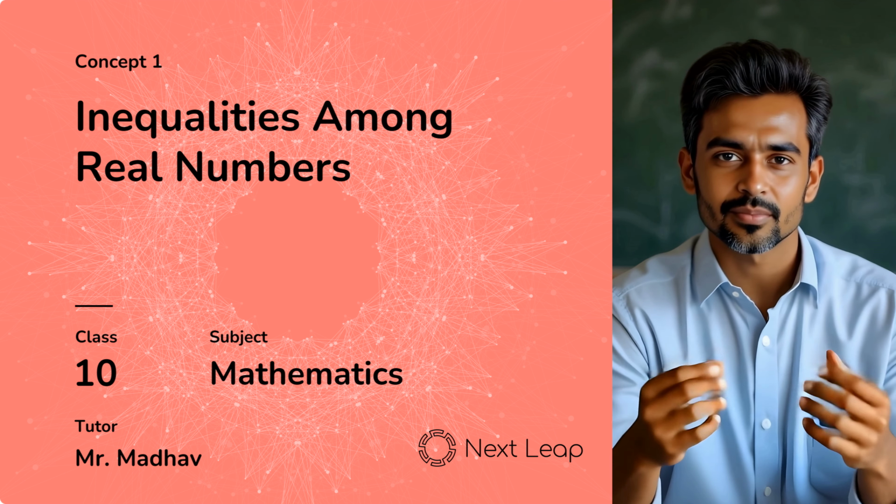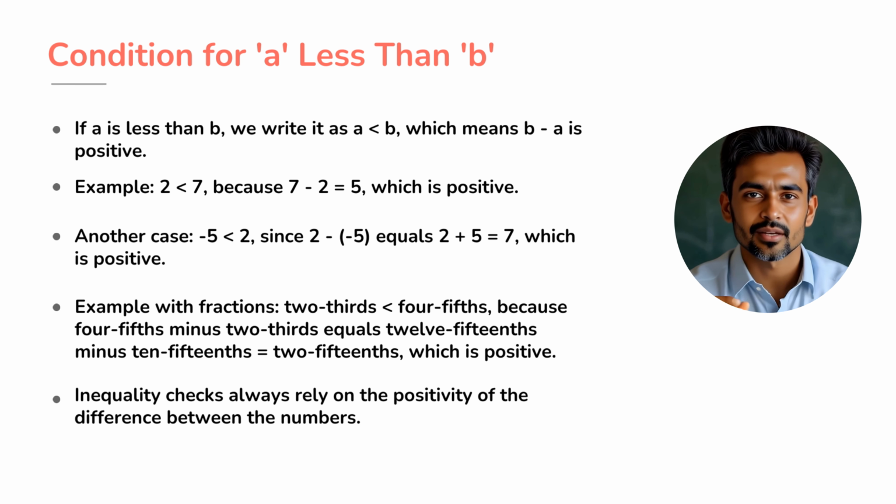Let's begin. When we say A is less than B, we write it as A angle bracket opening to the left B. This means the value of B minus A is greater than 0. Let's take some examples. 2 is less than 7 because 7 minus 2 equals 5, and 5 is a positive number. Now try negative 5 is less than 2. That's because 2 minus negative 5 equals 2 plus 5, which is 7. Again, positive. Even with fractions, the rule holds.